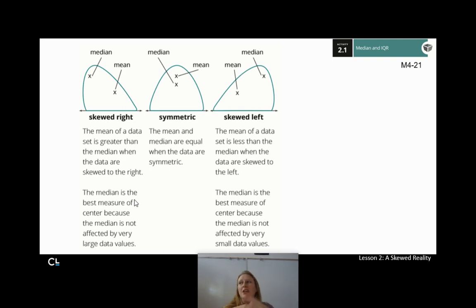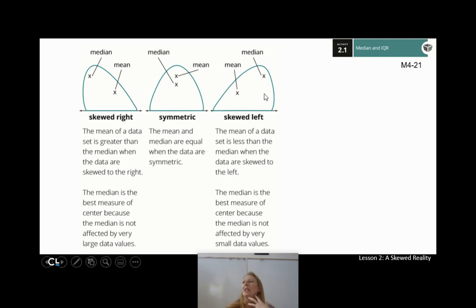Because the median's not going to be really affected by those large data values, right? The mean is, but the median won't because it's just sitting in the middle. If it's symmetrical, then your mean and median are probably going to be equal, all right? If you have a nice symmetric data distribution, your mean and your median are going to be pretty close. They're going to be pretty similar.